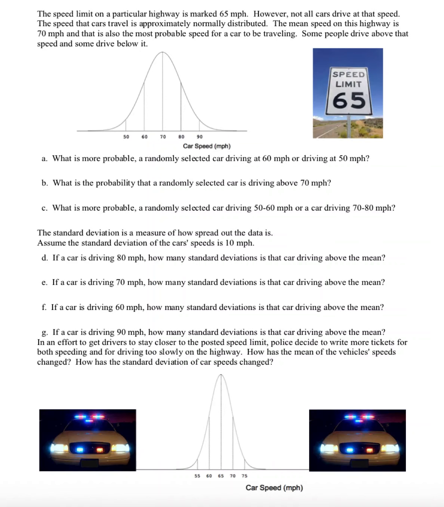The speed limit on a particular highway is marked 65 miles an hour. However, as we all know, not all cars drive at that speed. The speed that cars travel at would be approximately normally distributed.